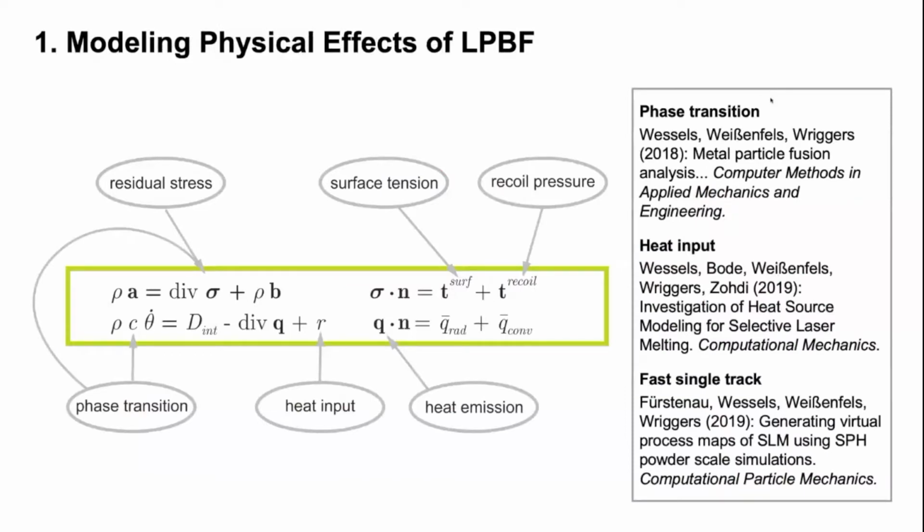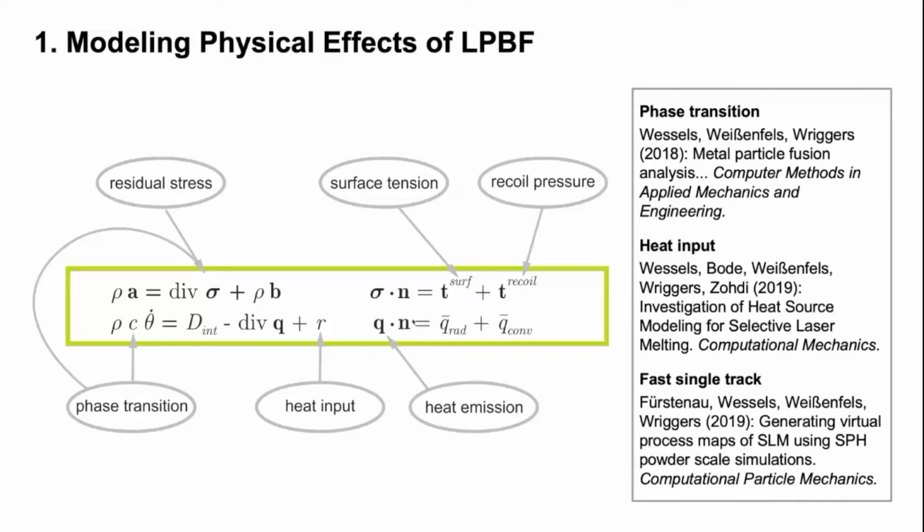Now we have the equations of continuum mechanics. On the top, we see the momentum equation, and here goes in residual stress formation into the stress tensor, and also the phase transition affects the stress tensor, but the phase transition also affects here the heat capacity by means of a latent heat term. We have the heat input, which can be modeled as a volumetric heating source. We have surface tension and recoil pressure accounted for as Neumann boundary conditions, and we have the heat emission to the surroundings also accounted for as Neumann boundary conditions.